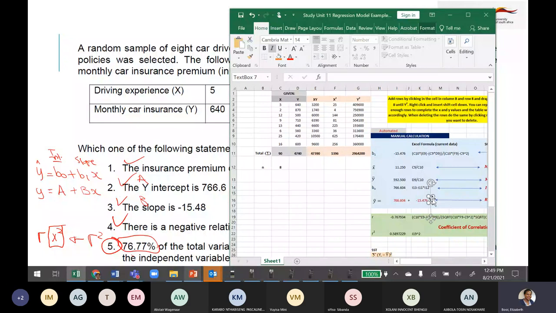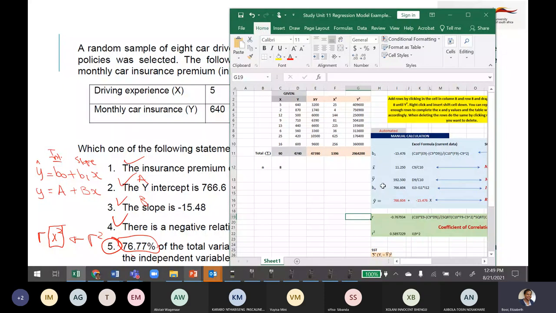And you must bear with me. Some of the things are just pictures that I placed there because it's not easy to write them on Excel. Like this is a picture, all of them. So looking at it, I can answer my question.